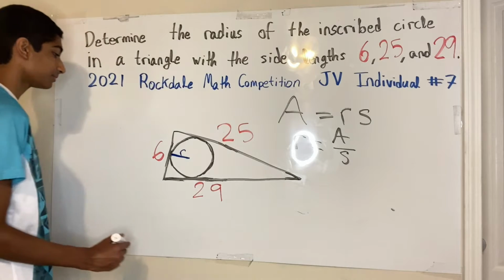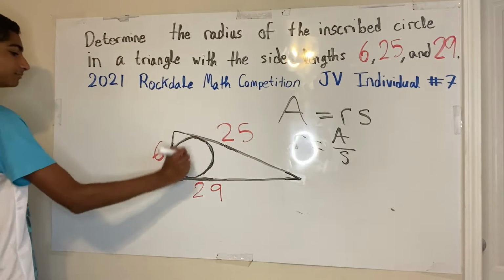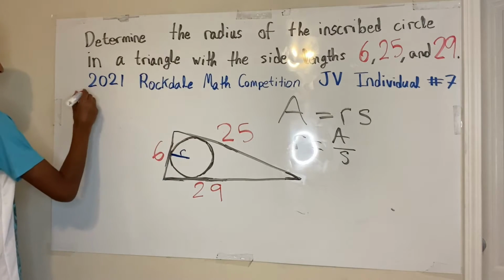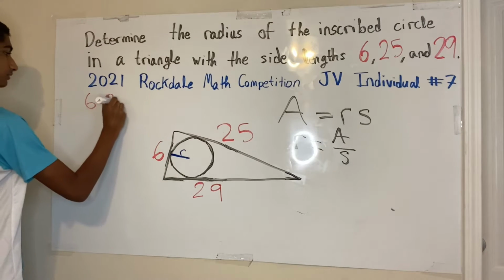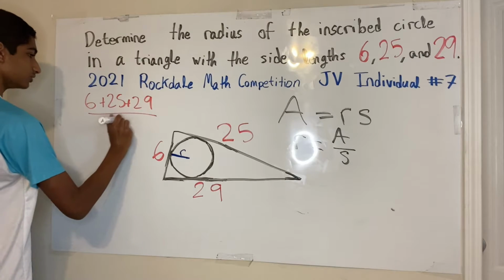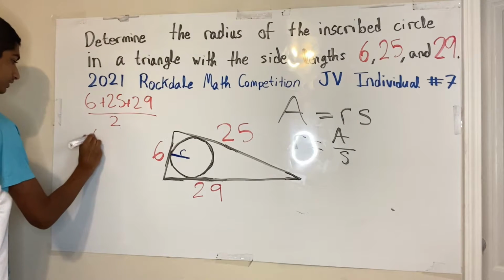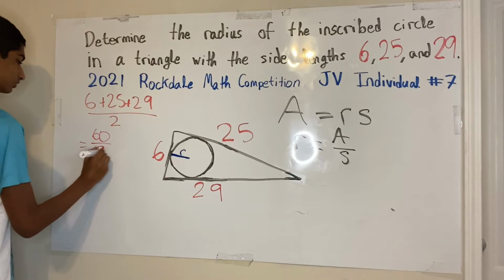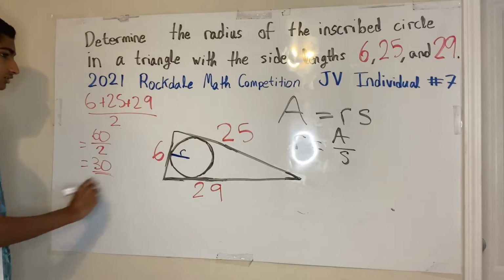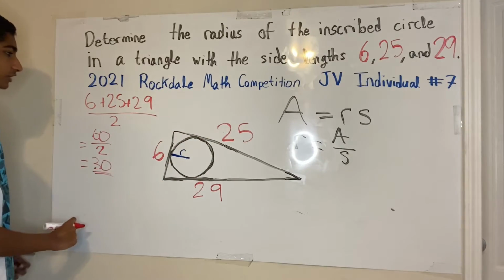Okay, so to find the semi-perimeter, we just do 6 plus 25 plus 29 over 2, since that's the perimeter over 2. So 6 plus 25 plus 29 over 2 is equal to 60 over 2, which is equal to 30. So that's our semi-perimeter. So let's go plug that into our equation.